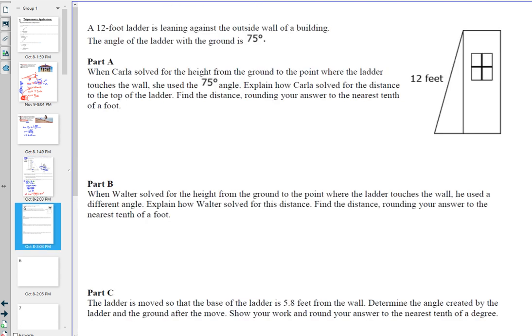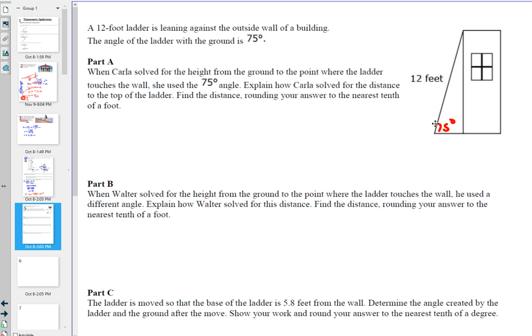Let's see if we can do the next one on that one. A ladder is leaning against. You had one like this on the previous quiz. Stupid ladders. A 12-foot ladder is leaning against an outside wall. The angle of the ladder with the ground is 75 degrees. So that's here, 75 degrees. When Carla solved for the height from the ground to the point where the ladder touches the wall, she used a 75-degree angle. Explain how Carla solved for the distance to the top of the ladder.